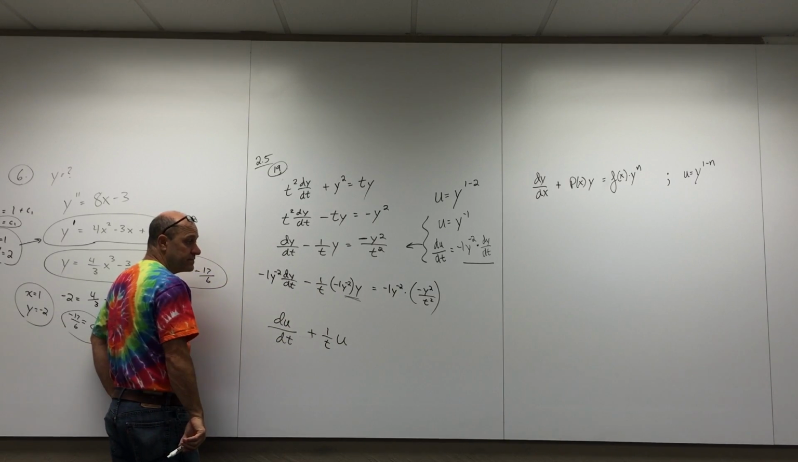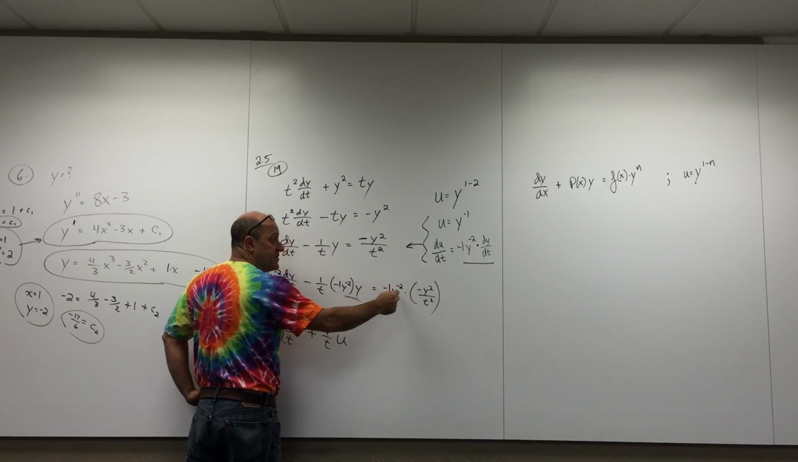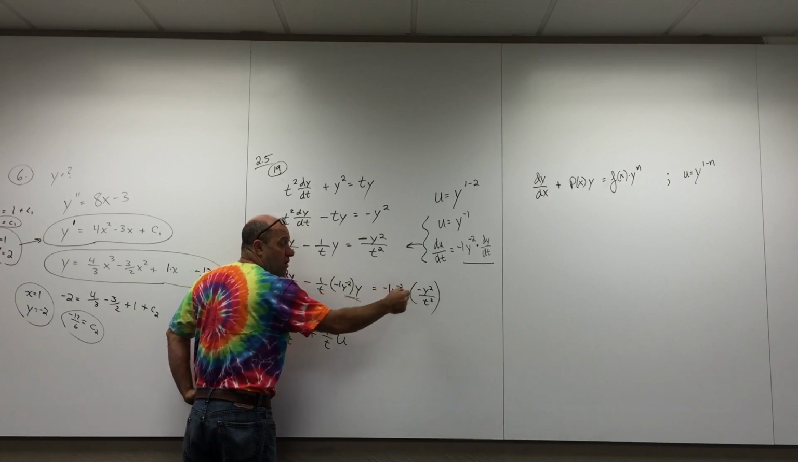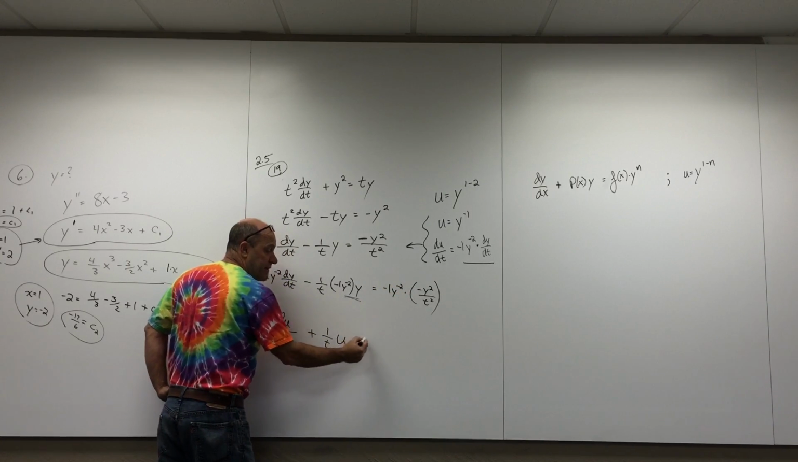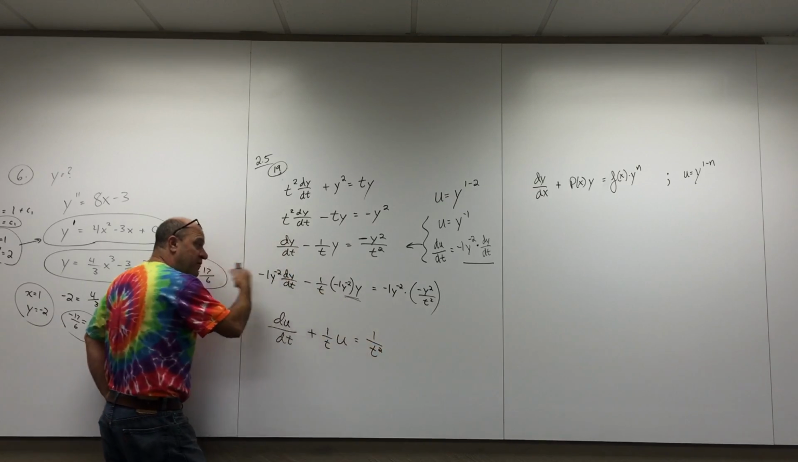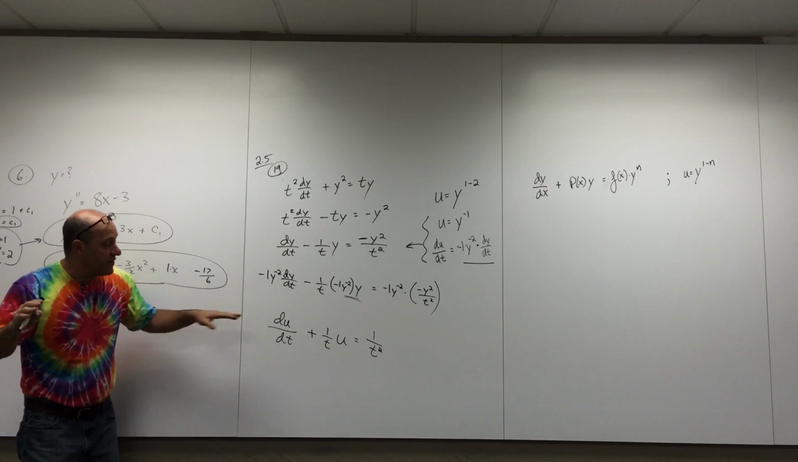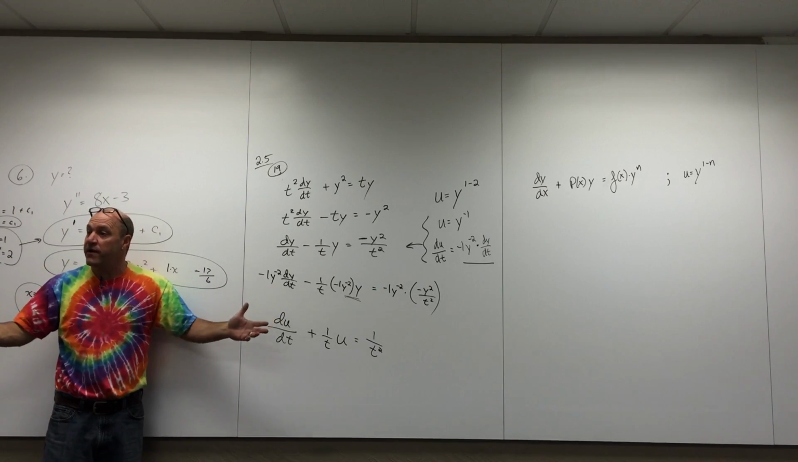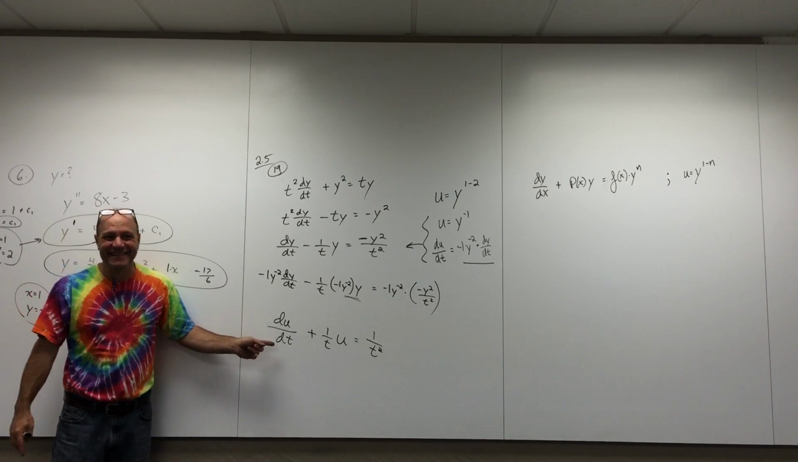There are a few different ways of doing this. We put this stuff over and do the substitution, but my method is this. I know I want this initial term to be a du/dt, and I can make it look like that if I multiply by negative 1 times y to the negative 2. So that's what I do. I multiply the whole equation by negative 1 y to the negative 2.